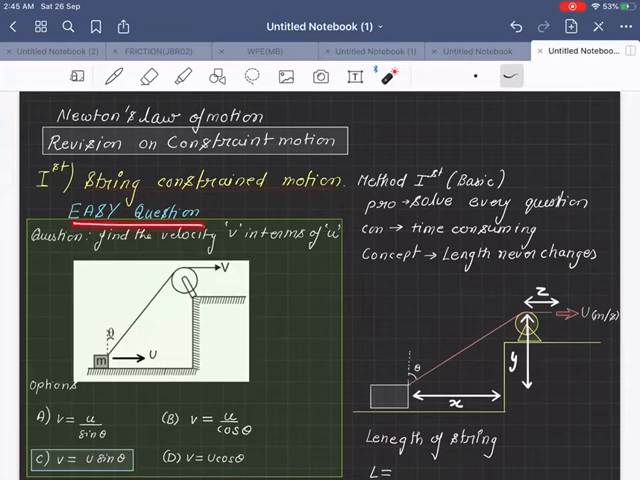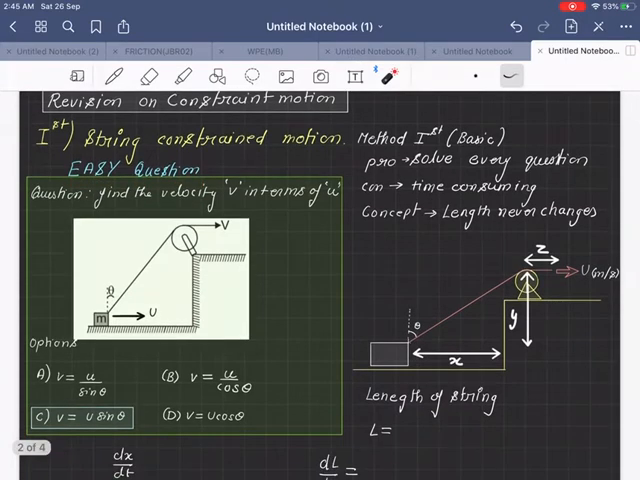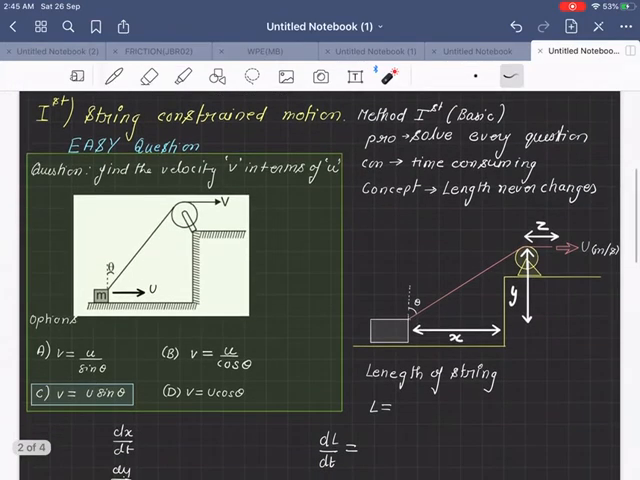First of all, I'm taking an easy question to describe it. This is the question. We have to calculate the velocity of v in terms of u. We have options here, and as you can see, option C is the correct option because it is in the blue box. I love the blue box.